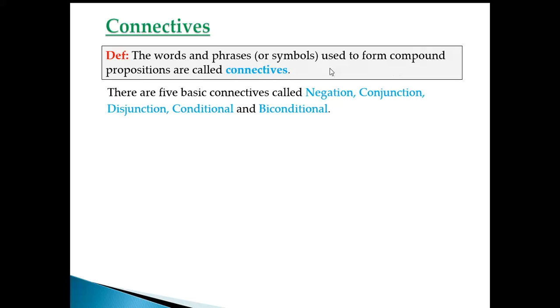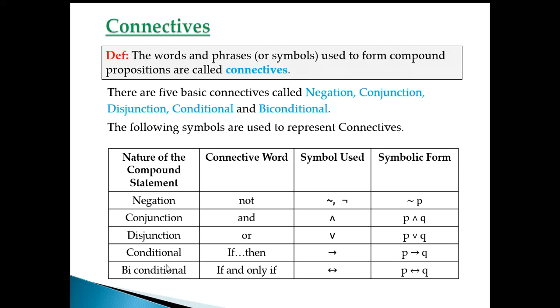Now, there are five basic connectives called negation, conjunction, disjunction, conditional, and biconditional. We will study these connectives and use them in our propositions. The following symbols are used to represent these connectives. We see in the table the connectives: negation, conjunction, disjunction, conditional, biconditional. The connective word for negation is "not" in our sentence. In our statement we use two symbols for negation, and both are correct.